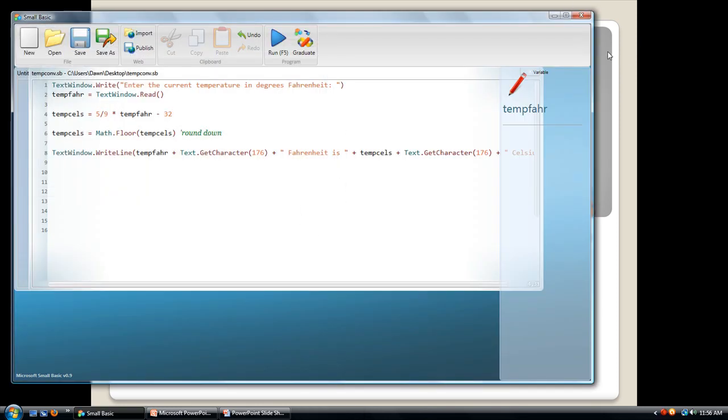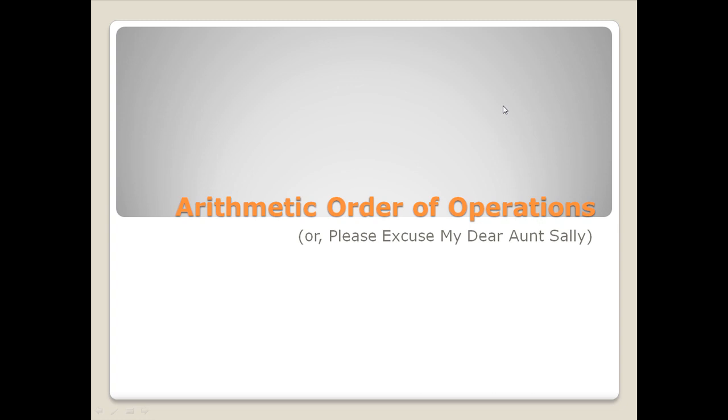There's something at play here, and it's called the arithmetic order of operations. You've probably been exposed to this before in grade school or high school or college algebra. This is a pretty common thing to have to contend with, in a math class certainly, and also in programming and writing a program. You may have heard the phrase, "Please excuse my dear Aunt Sally," and that might ring a bell.